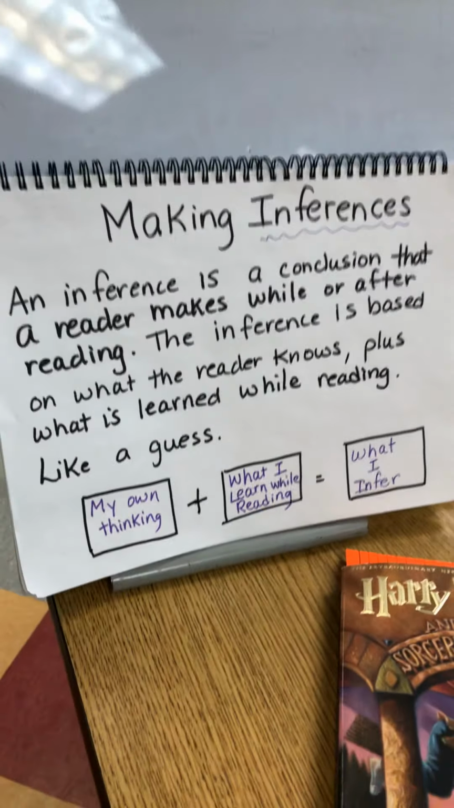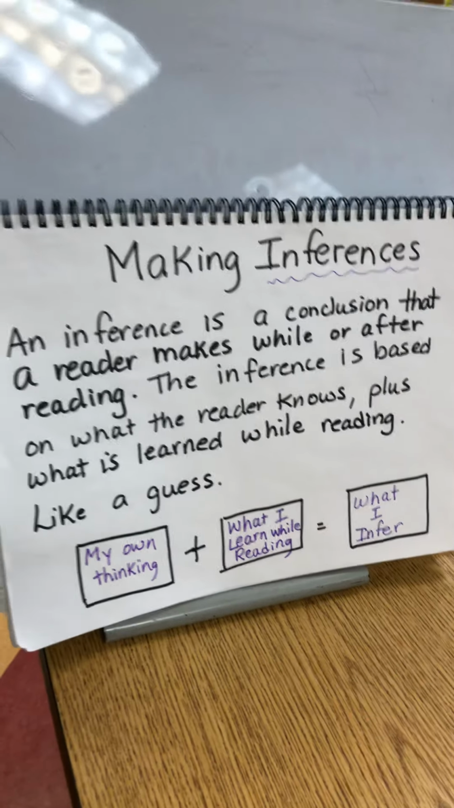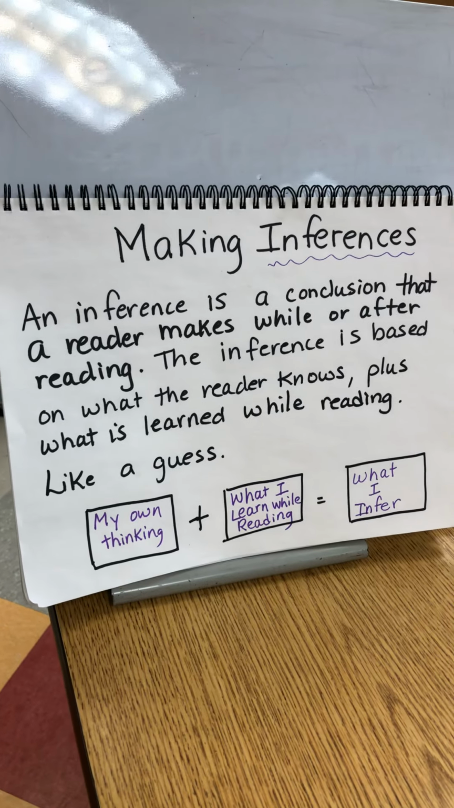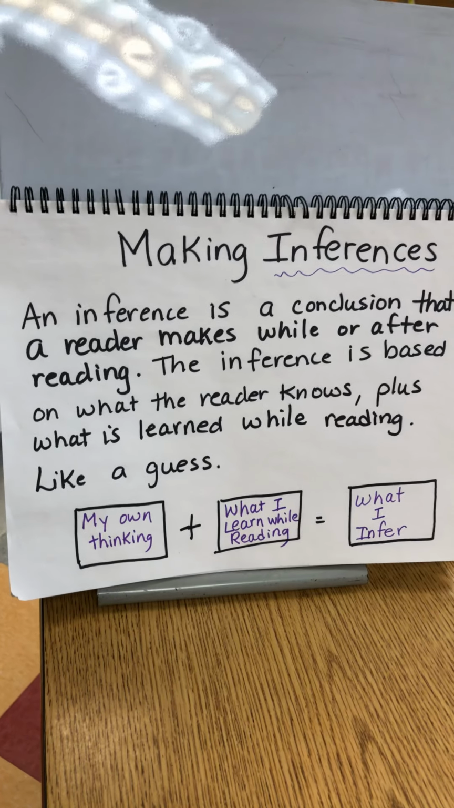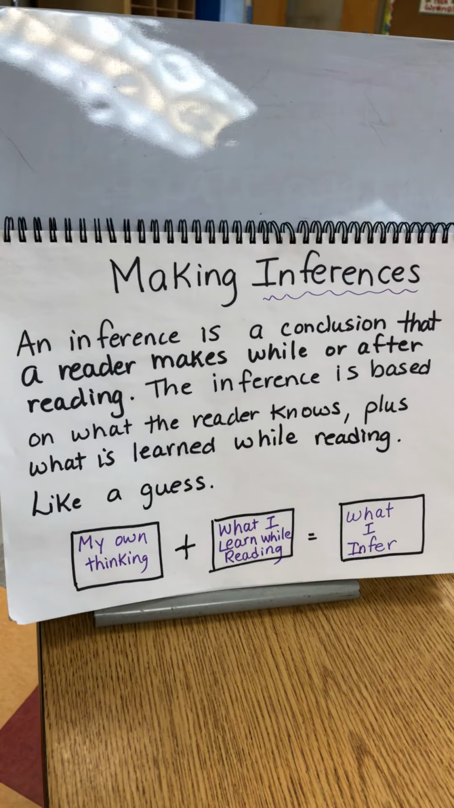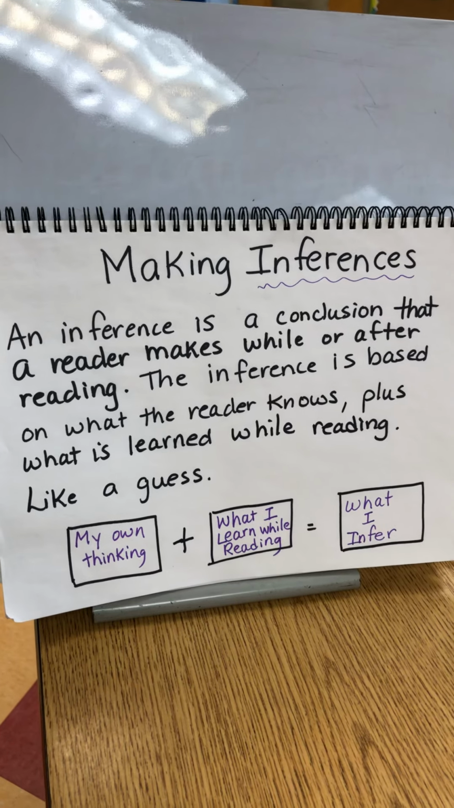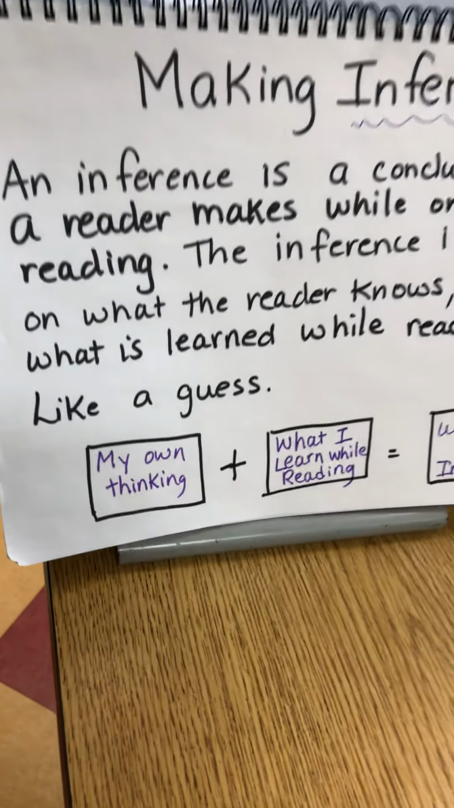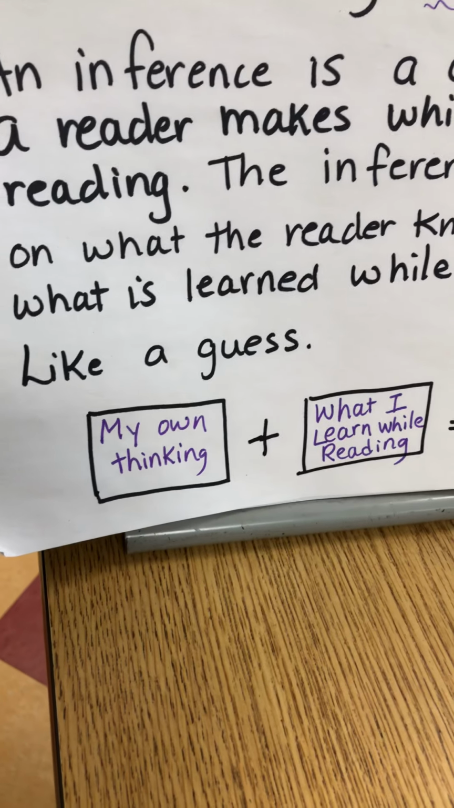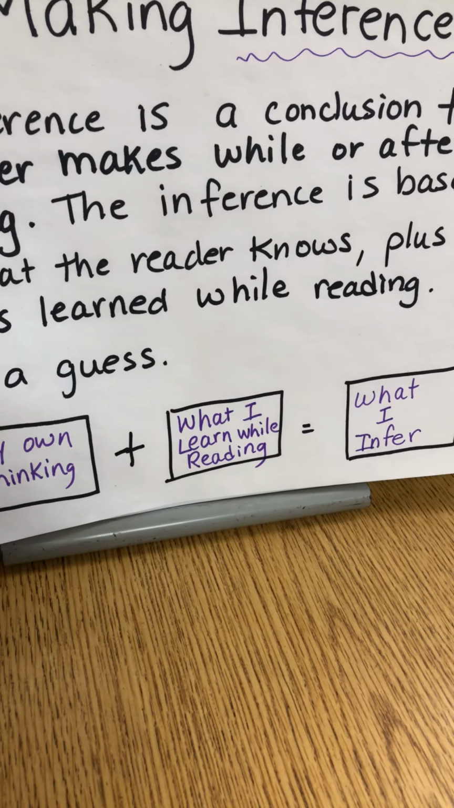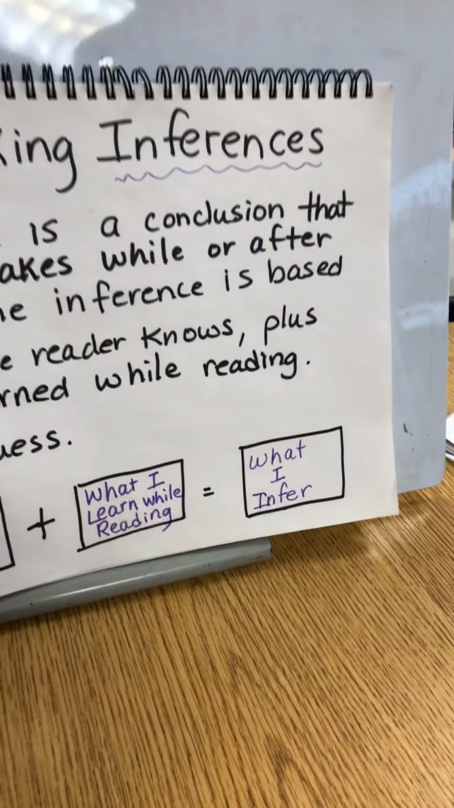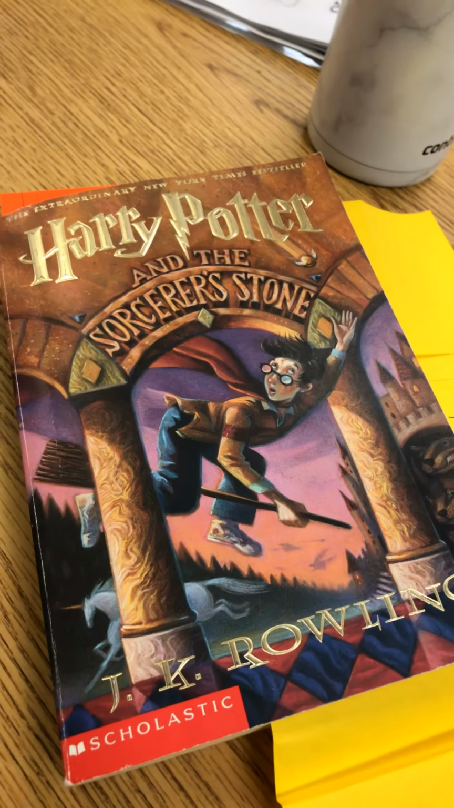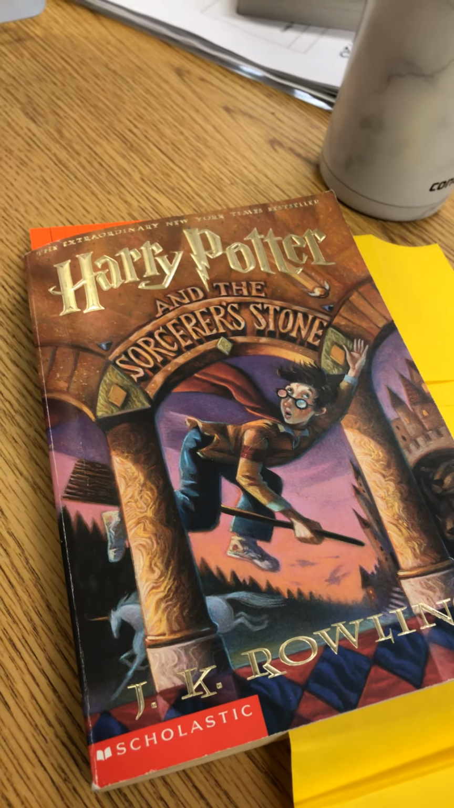All right, so taking you to my board, making inferences. An inference is a conclusion that a reader makes while or after reading. The inference is based on what the reader knows, plus what is learned while reading. So it's kind of like a guess at first. It's your own thinking, plus what you learn while you're reading, which leads you to a conclusion or interpretation, which we call inferencing. And there's been plenty of inferencing going on with Harry Potter.